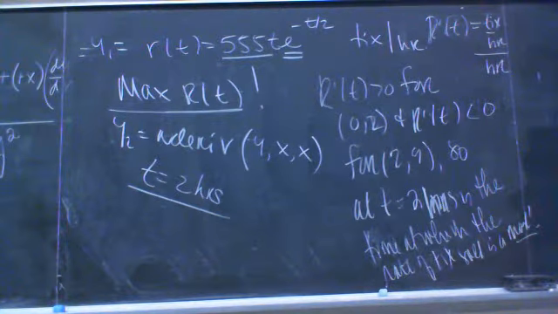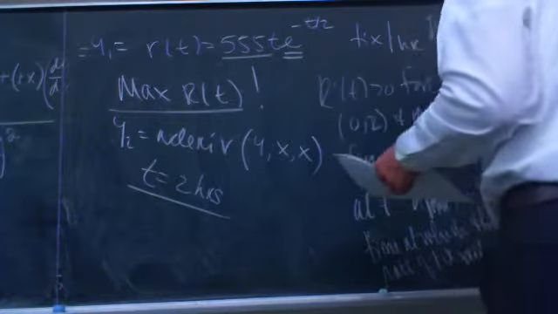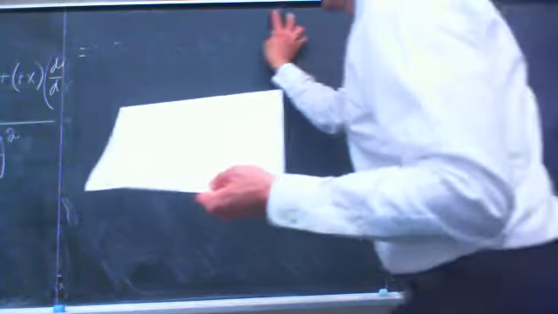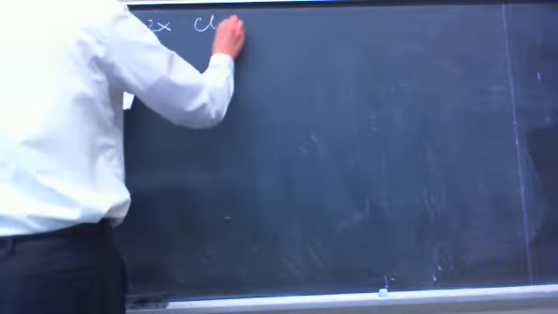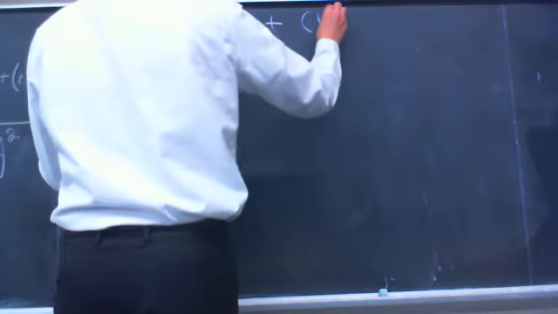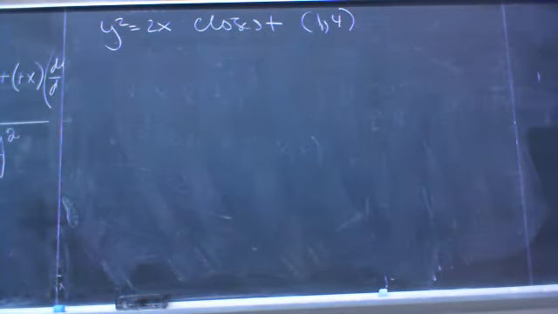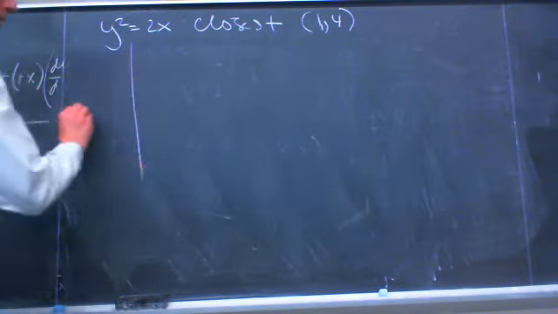Find the point P on the curve y squared equals 2x closest to the point 1, 4. Okay, so let's underline that equation a little different. It's a y squared, so it's a sideways parabola. When you have the y squared, it's a sideways parabola. So y squared equals 2x, and we're talking about closest to the point what? Okay, 1, 4. Yes?